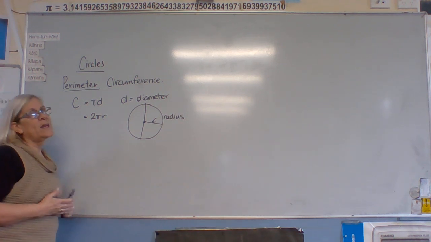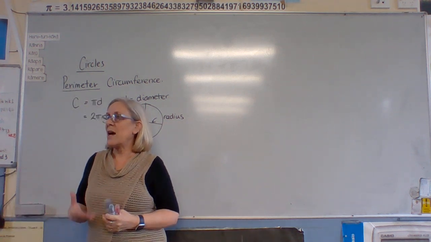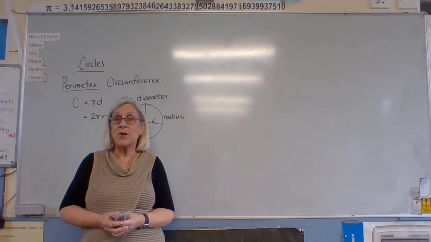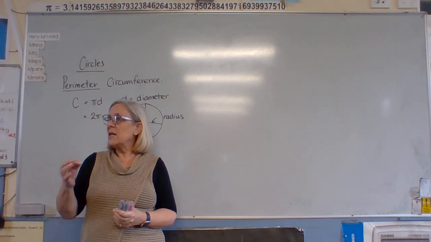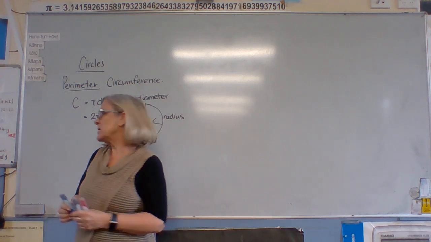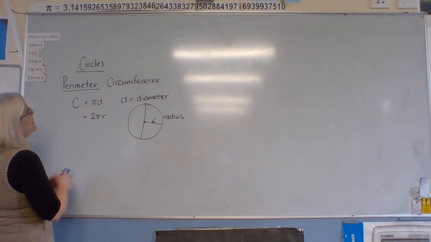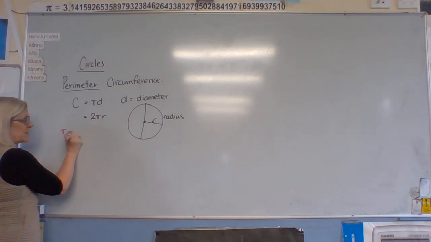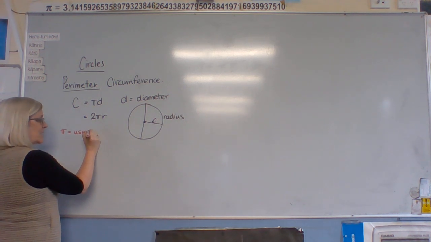Okay? When we are using pi, now we have a calculator. We don't use 3.14. We use the button on our calculator. Right? So we use that button that's down the bottom and we multiply by it. Okay? So pi equals all of those things and many, many more, but we use our calculator button.